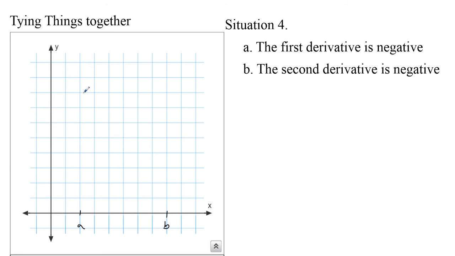And we're back. Since the first derivative is negative, it has to decrease over that interval. And since the second derivative is negative, it has to be concave down. So we're going to get something that looks like that.